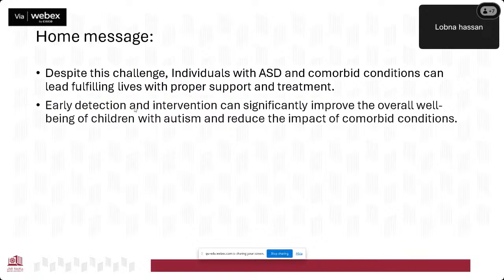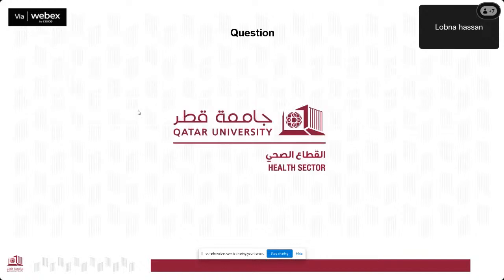So despite all this challenge, individuals with autism and comorbid conditions can lead a fulfilling life with proper support and treatment. Early detection and intervention can significantly improve the overall well-being of children with autism and reduce the impact of comorbid conditions. Okay, thank you.